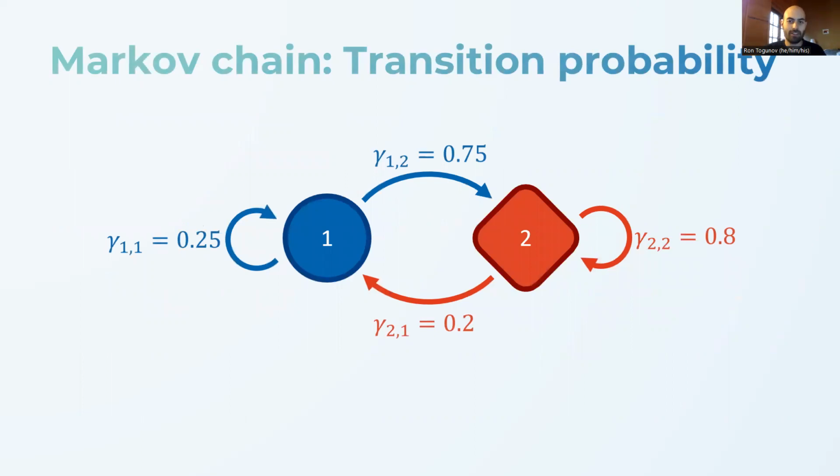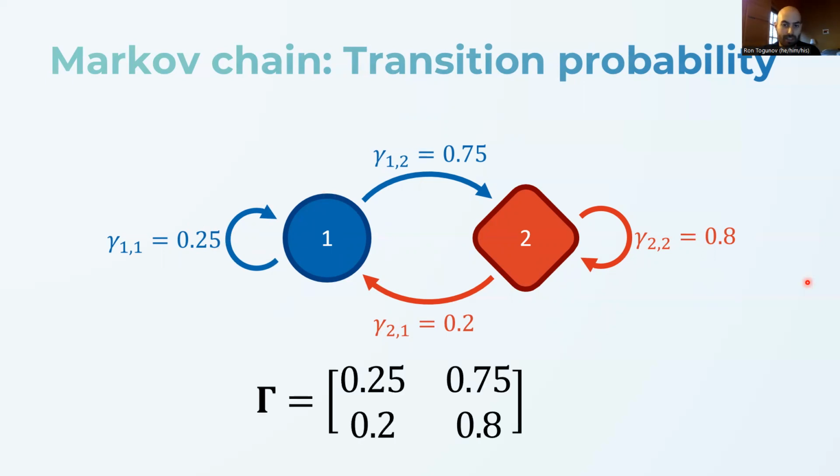Now, this is best illustrated with an example. Here we have a 2-state Markov chain where there's a 25% probability of remaining within the blue state, and a 75% probability of transitioning into the red state. And for the red state, there's an 80% probability of remaining within the same state and a 20% probability of transitioning into the blue state. Here, the blue gammas must sum up to 1, and the red gammas must also sum up to 1. Now, the probability matrix for this Markov chain would look like this.